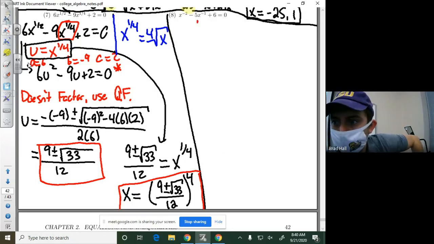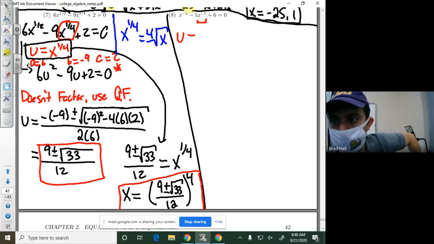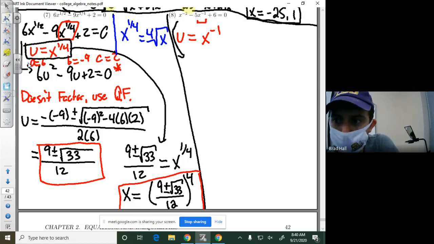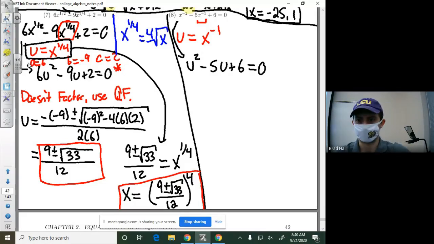So for the u substitution, generally the middle variable gives us a good idea as to what the u substitution will be. The x to the -1 is u. And by squaring both sides, that would take care of x to the -2 as well. So this tells us that we would get u squared minus 5u plus 6 is equal to 0 after we apply the u substitution.